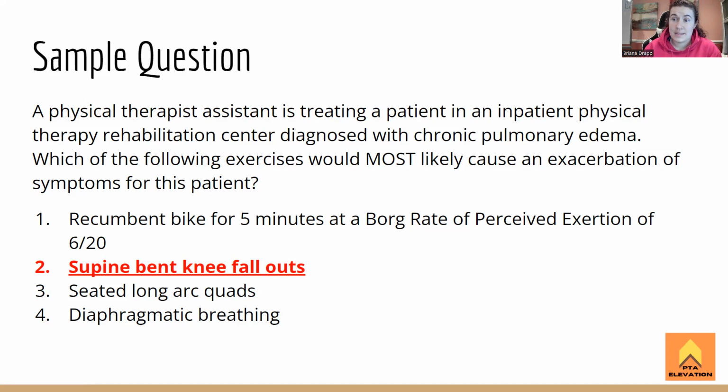But again, the position that was going to exacerbate these symptoms the most would be our supine bent knee fallout. So let me know if you have any questions, guys, and I will see you guys in the next one. Take care.